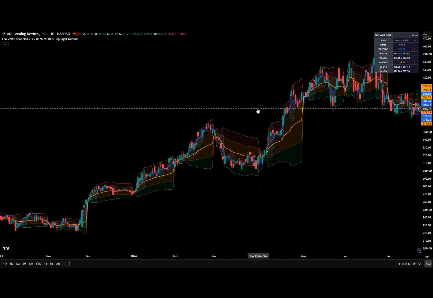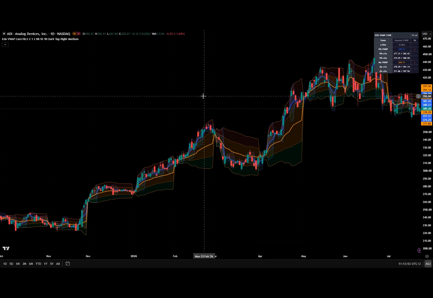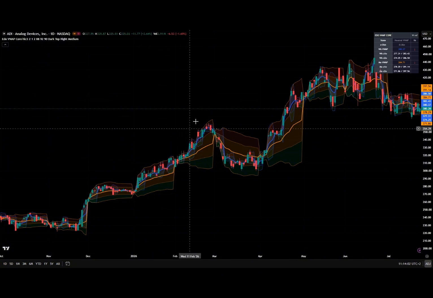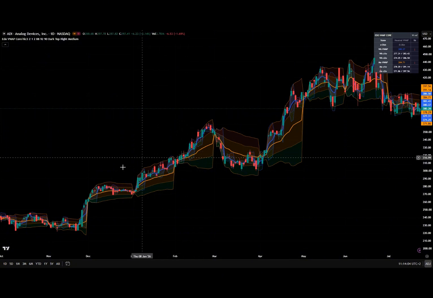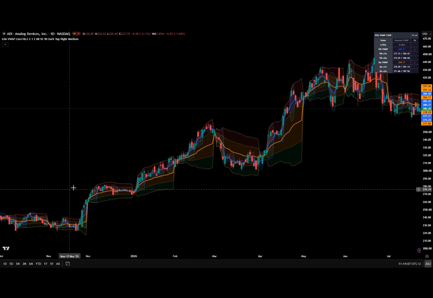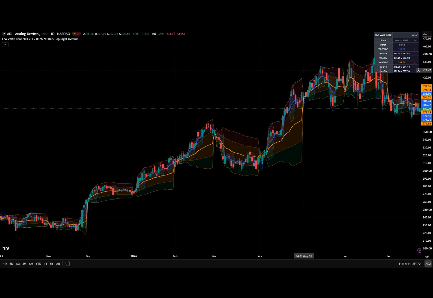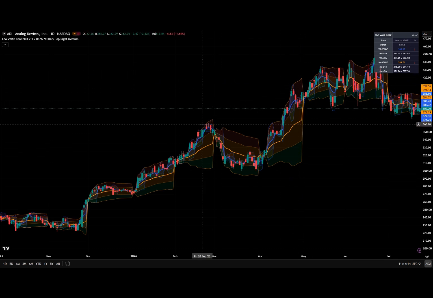Around each VWAP the indicator draws standard deviation bands, at 1 sigma and 2 sigma. 1 sigma is the normal range of trade around the average, 2 sigma is where price is stretched. The bands widen when trade is volatile and tighten when it's calm, so they breathe with the market. On Analog Devices daily you can see the shaded envelope expand and contract around the VWAP. The further price is from VWAP in sigma, the more extended the move.